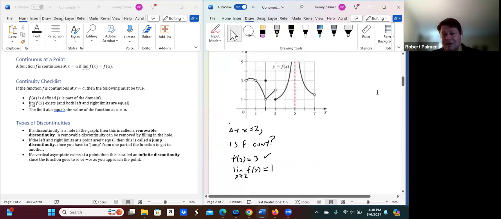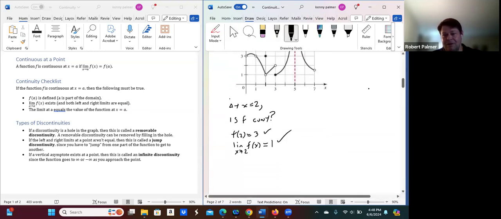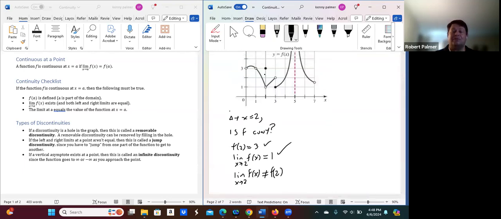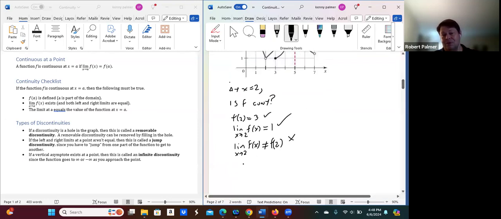But as you can see, the problem we have is that the limit as x goes to 2 of f of x is not equal to f of 2, which we said is defined to be 3. Our limit is equal to 1, and 1 is not equal to 3, and so this function is not continuous at that point. Not continuous at x equals 2.